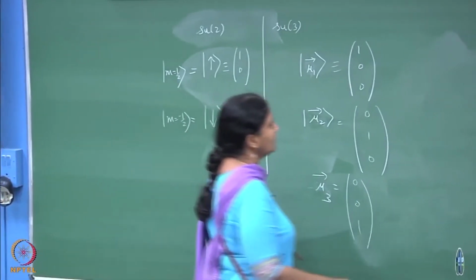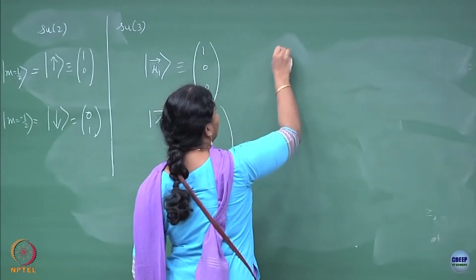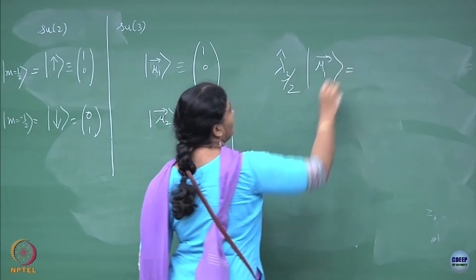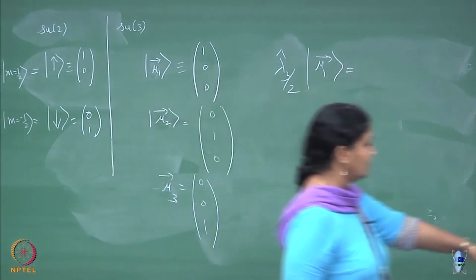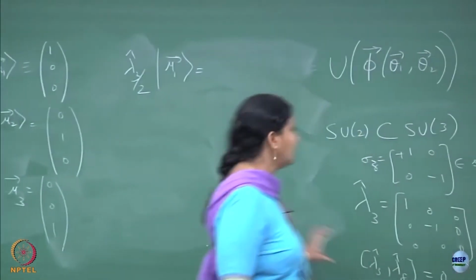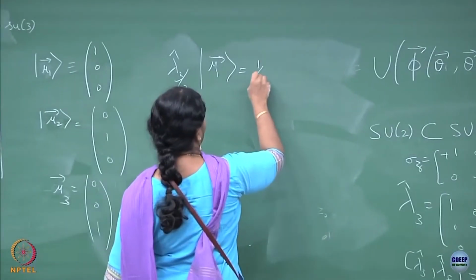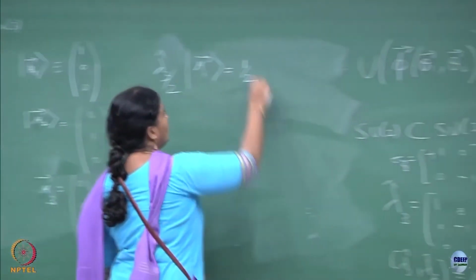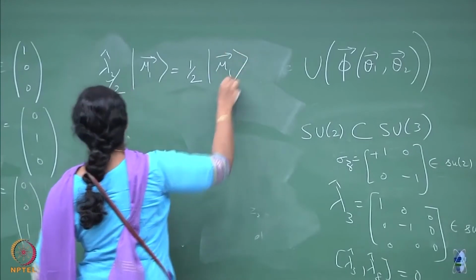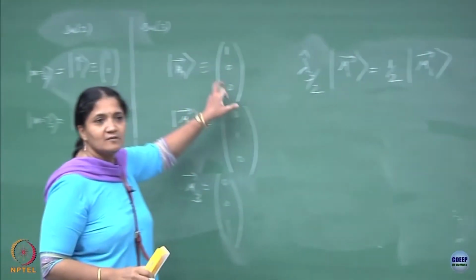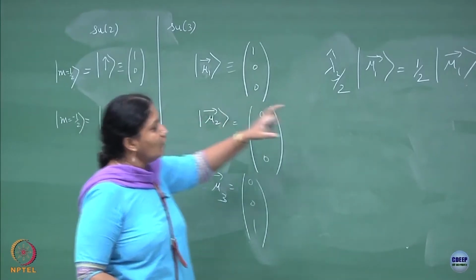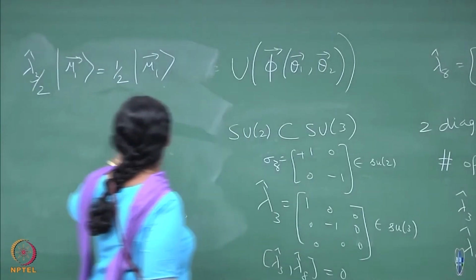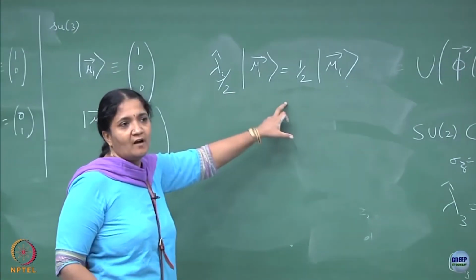Now try to find operating your lambda 3 by 2 on mu1. Do that matrix. What will that give you? Half on mu1, right? Are you all with me? Mu1 denotes 1, 0, 0. So on the mu1, if you operate this, I am going to use lambda 3 by 2, so you will get a half.